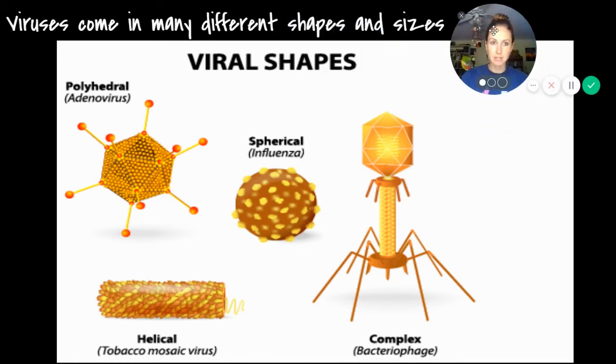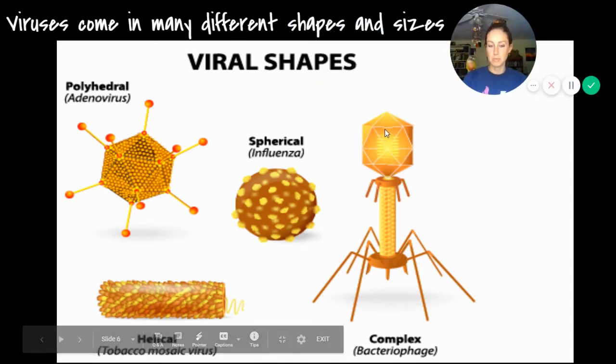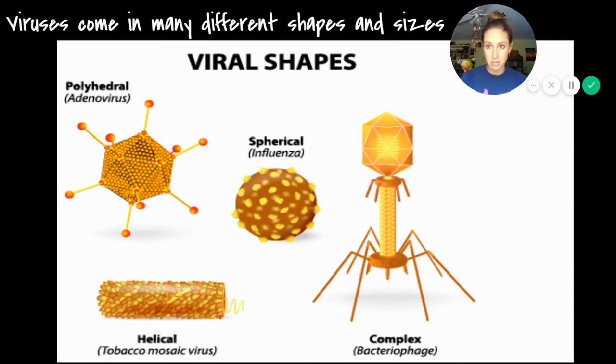This slide here has different types of virus shapes. The one that we've talked about so far is a bacteriophage. That's a complex shape. Not all viruses look this way. A lot of them tend to look more spherical, and others tend to look a lot like the polyhedral. So these are pretty common shapes. There are many, many more shapes than these. These just happen to be the most common, okay?